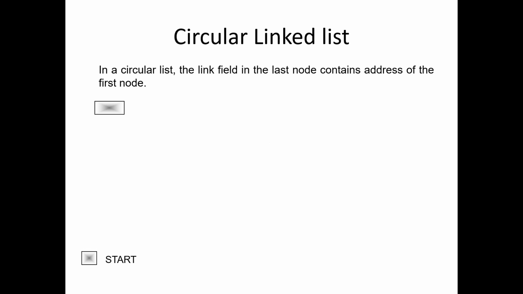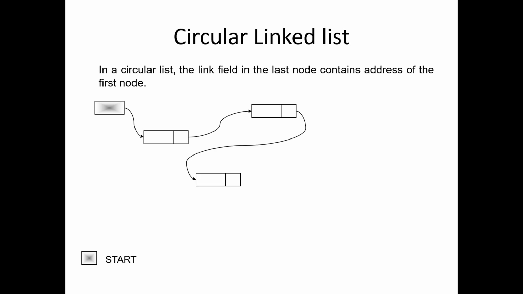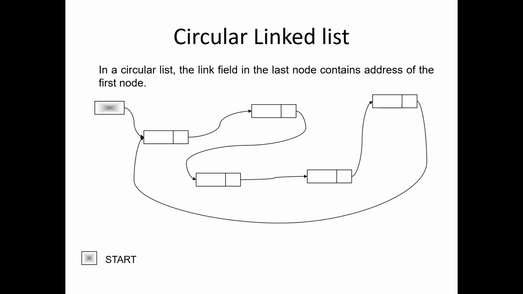So the next is the circular linked list. Just like a linear linked list, a circular linked list behaves the same way, where a node consists of two parts, that is the data part and the link part. The only difference between the one-way linked list and the circular linked list is that the last node of the circular linked list contains the starting address of the first node, as you can see from the figure, right? So this makes it circular, as the last node is pointing towards the first node.